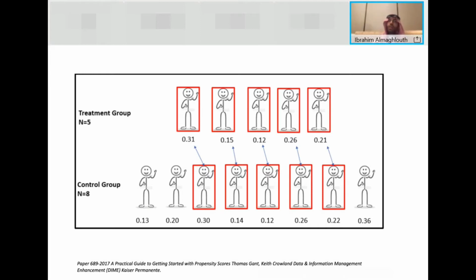Now, there are 4 ways commonly used for propensity score, and there are more advanced ways. We'll not go into the details, but the most common is propensity score matching.